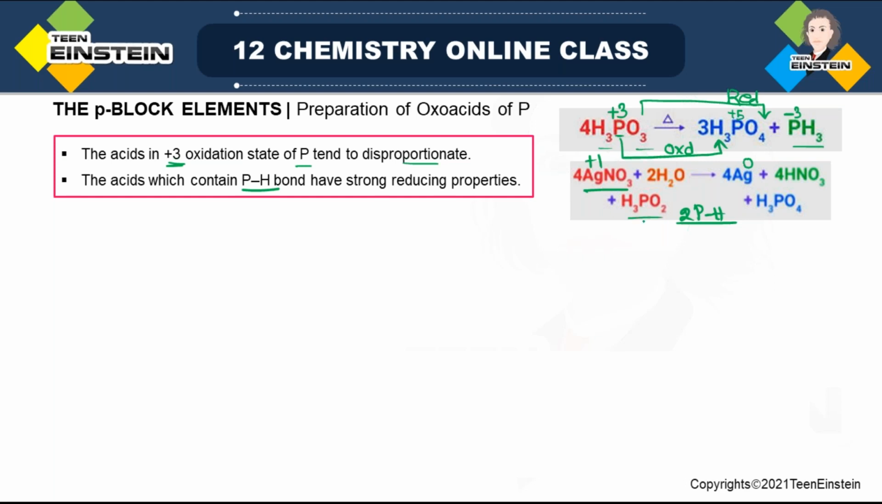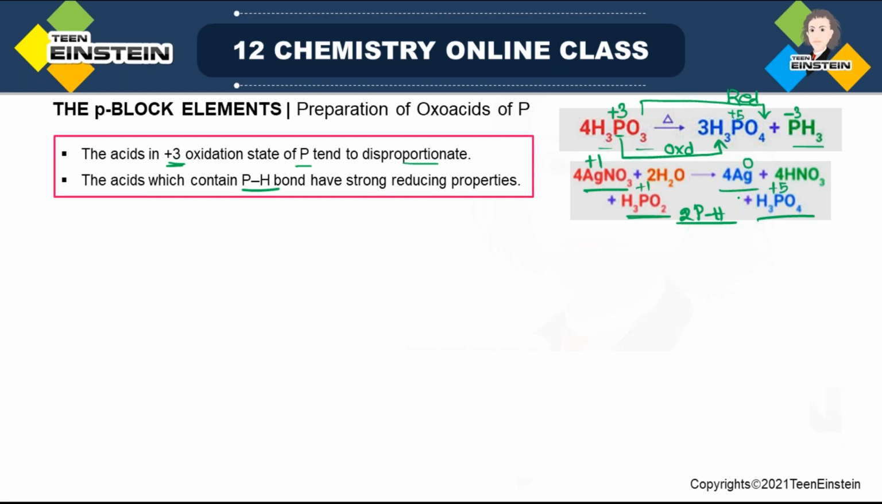And what is the fate of phosphorus? Now from H3PO2, it is converted to H3PO4. That means from the +1 oxidation state, it is now converted to the +5 oxidation state. So H3PO2 itself is losing electrons, and it is oxidized to another oxoacid, which is H3PO4, and silver from the +1 state is now converted to metallic silver in the 0 oxidation state. So this proves its reducing property.